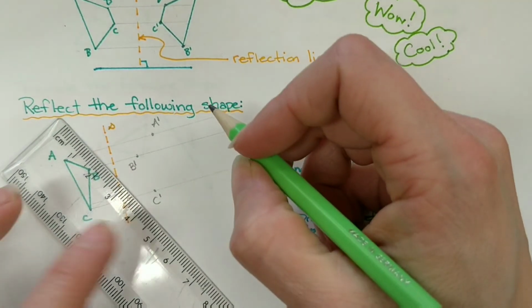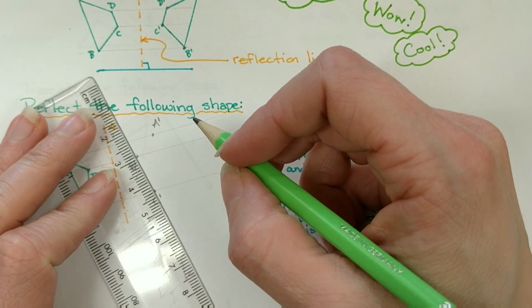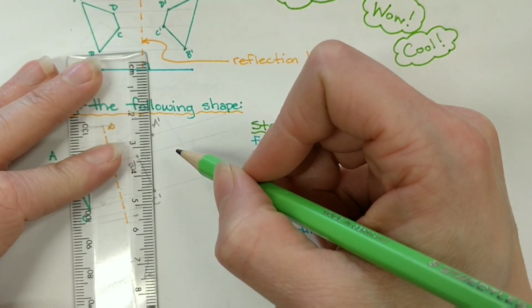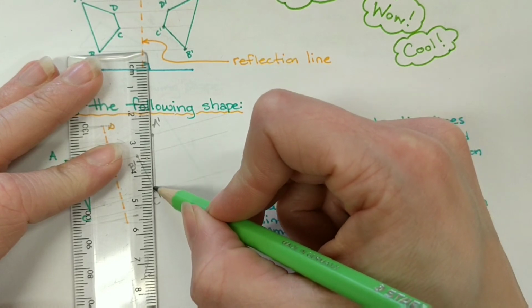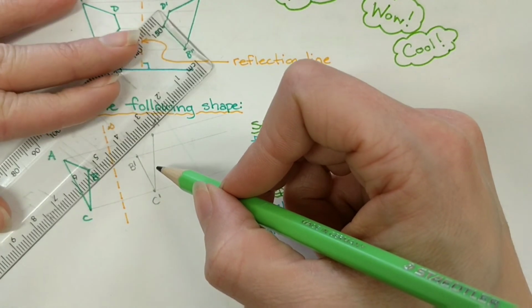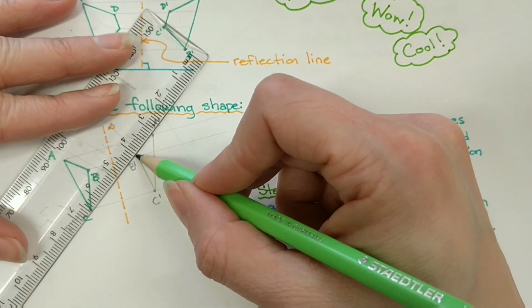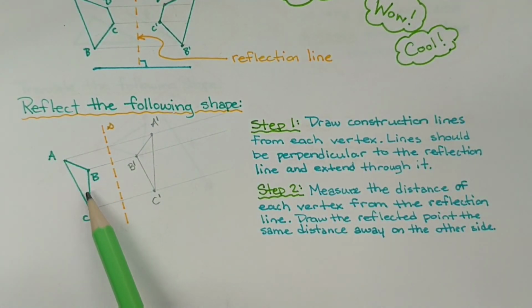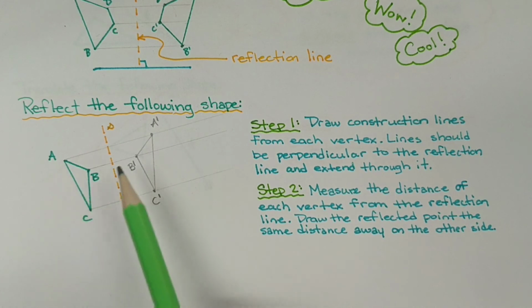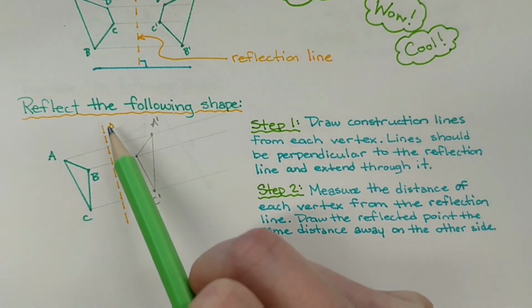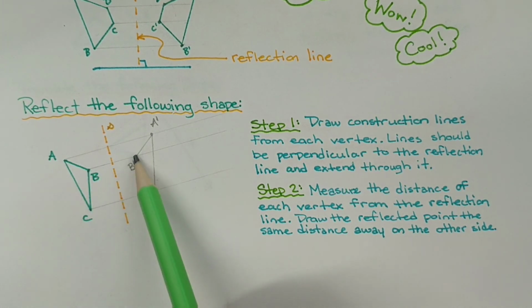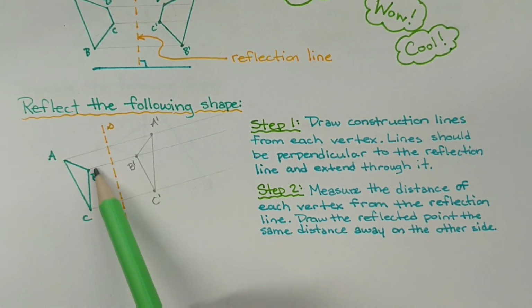So finally, I'm going to connect these points to form my new triangle. So you can see that I've reflected the image of this triangle from one side of the mirror to the other side of the mirror. Okay, past our reflection line here. So each point, point B and point B prime, should be the same distance away from that reflection line.